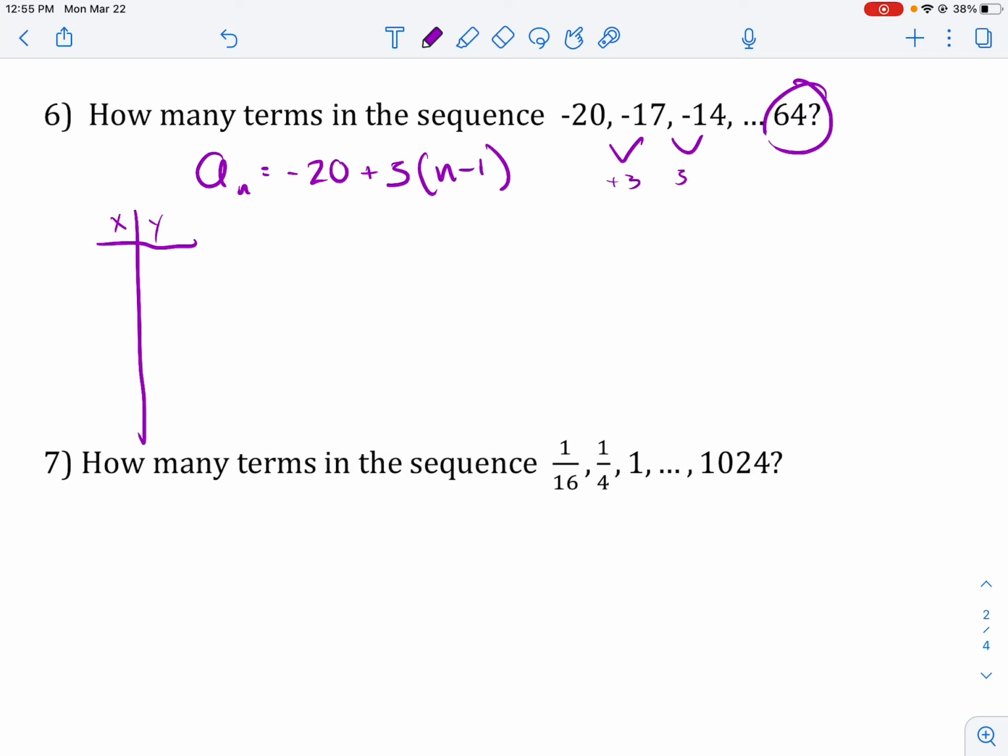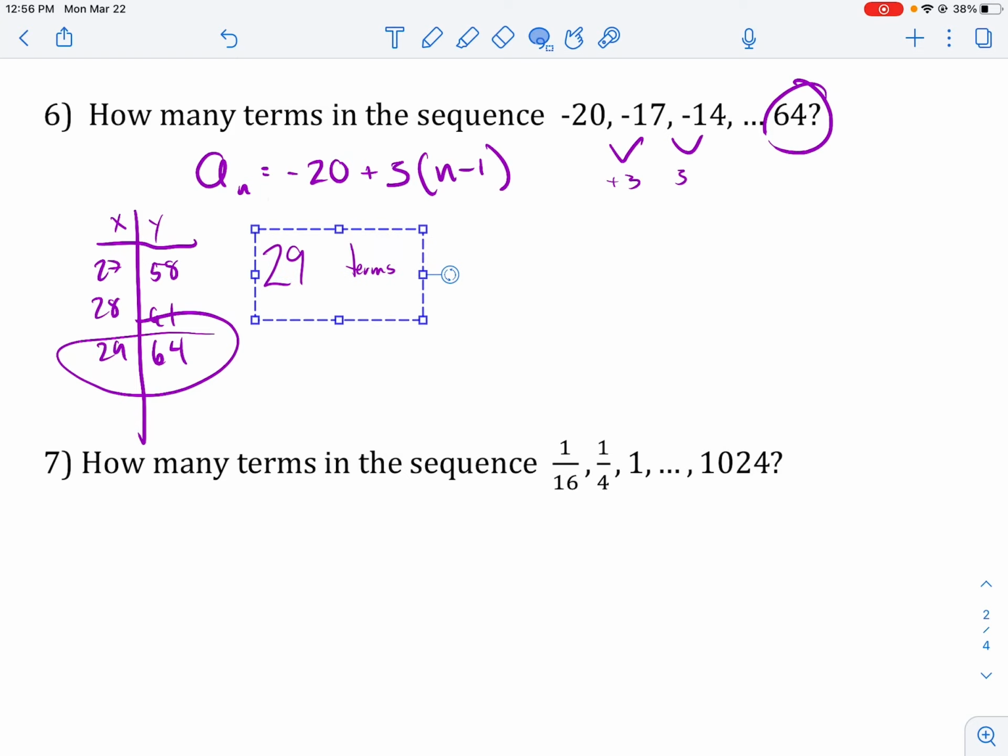Which in this case, 64. So 27, we're at 58. 28, we're at 61. 29, we're at 64. 29 terms, okay? Or maybe you're one of those people that needs to be shown the algebraic method, okay?